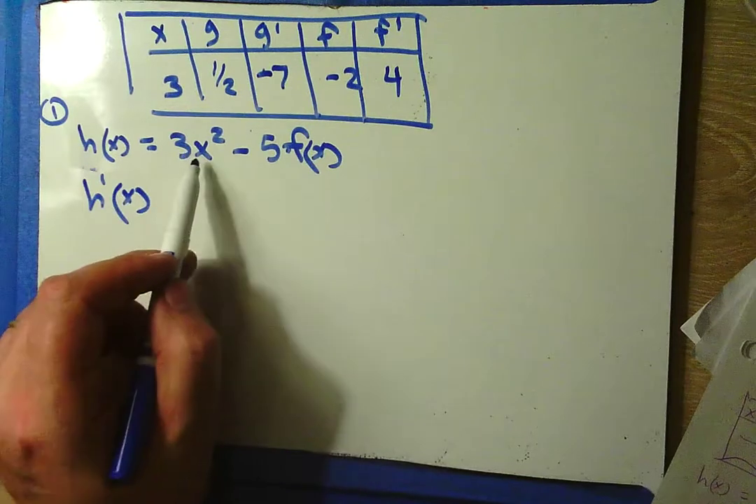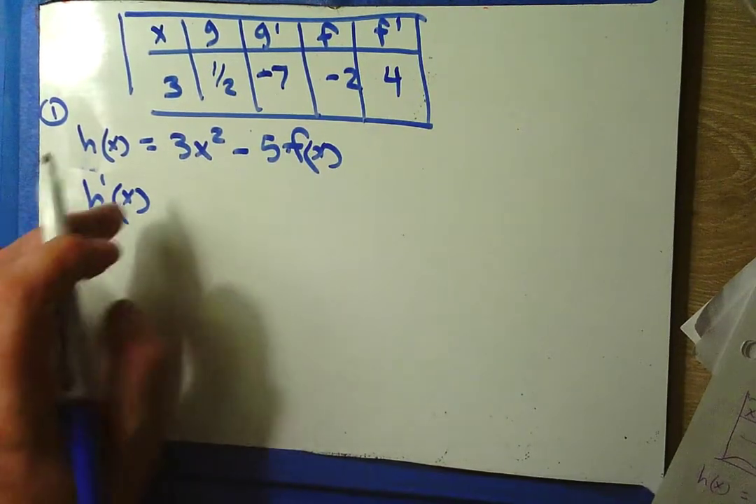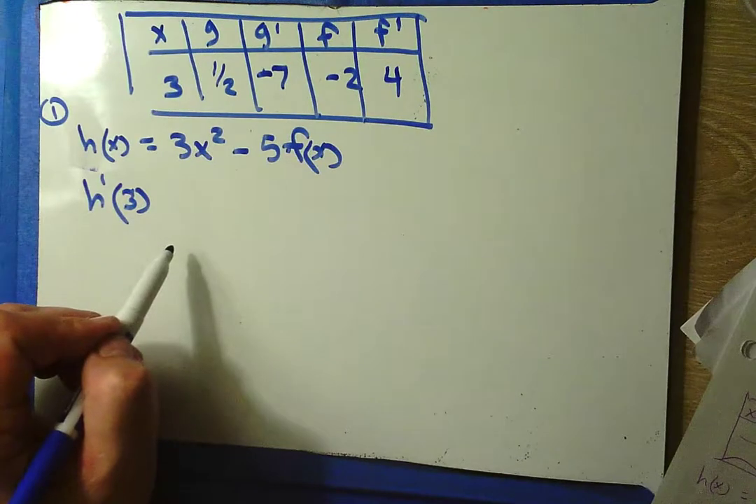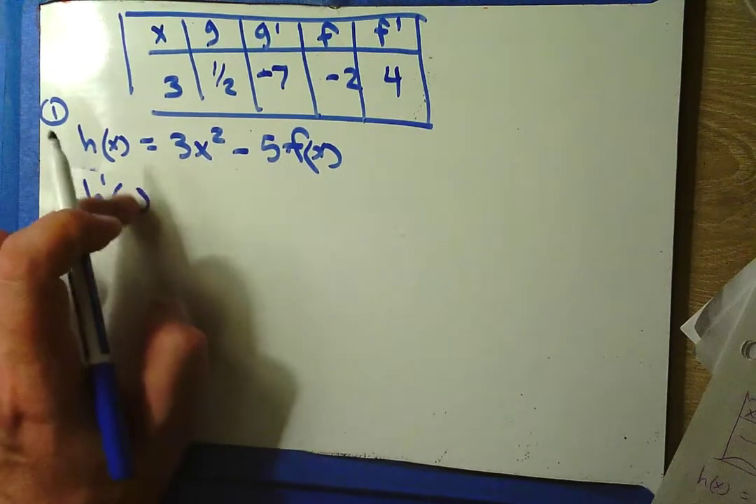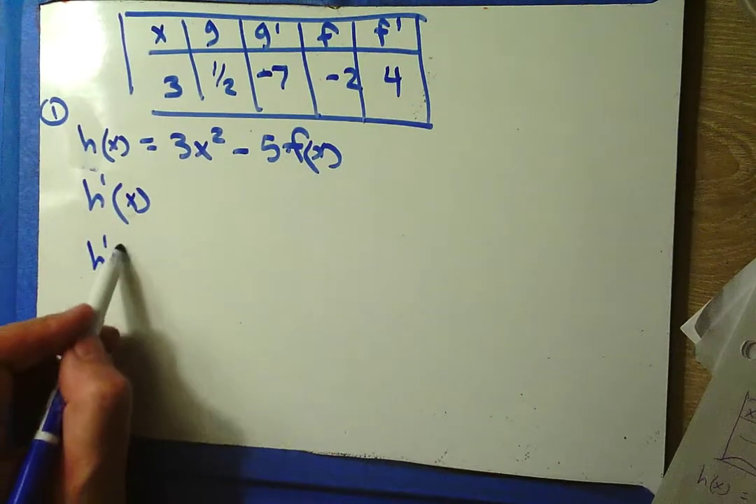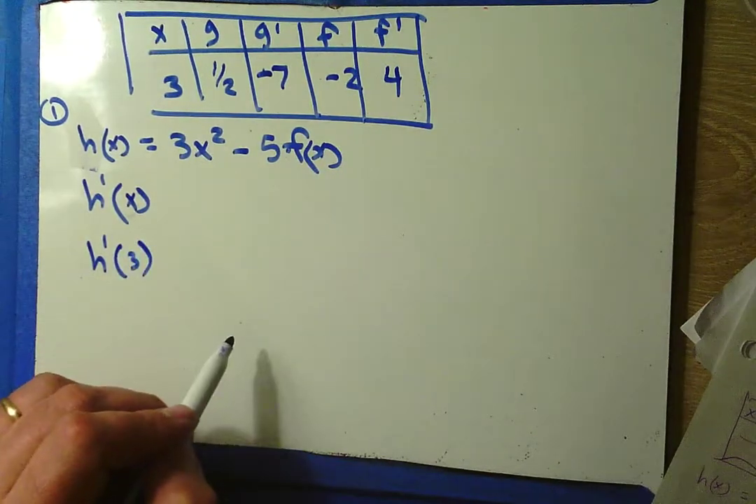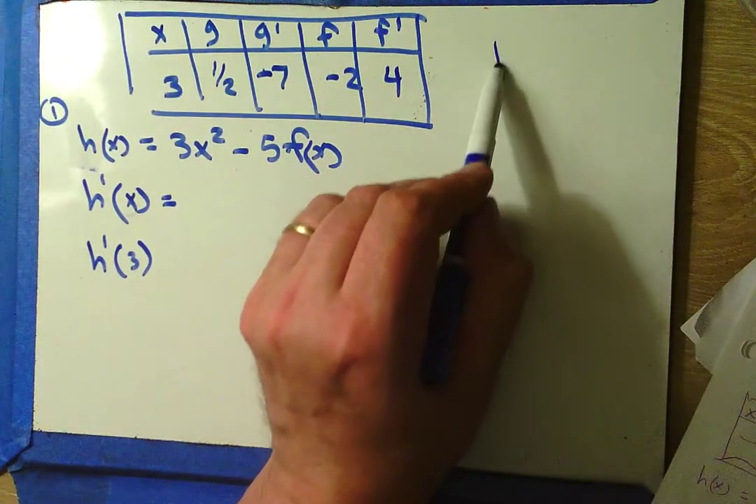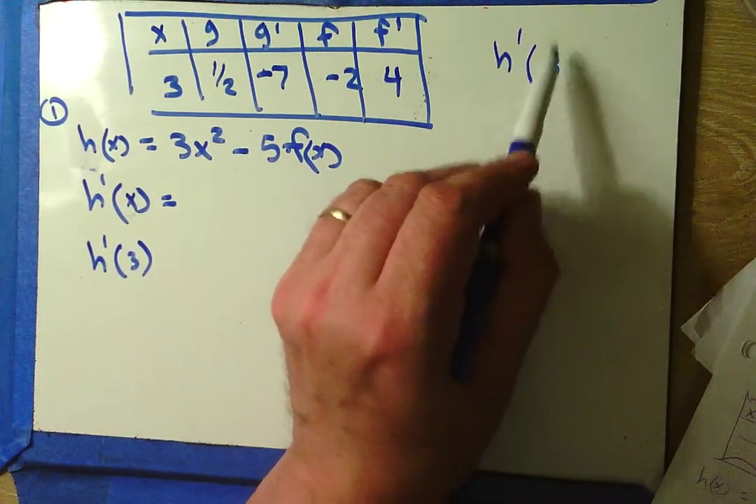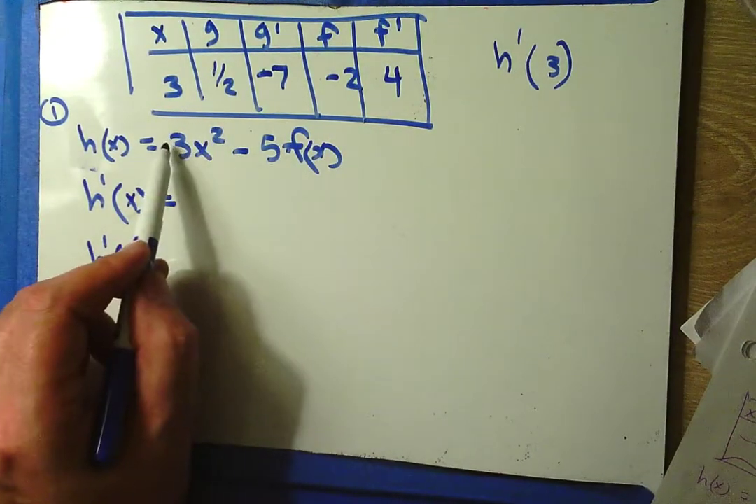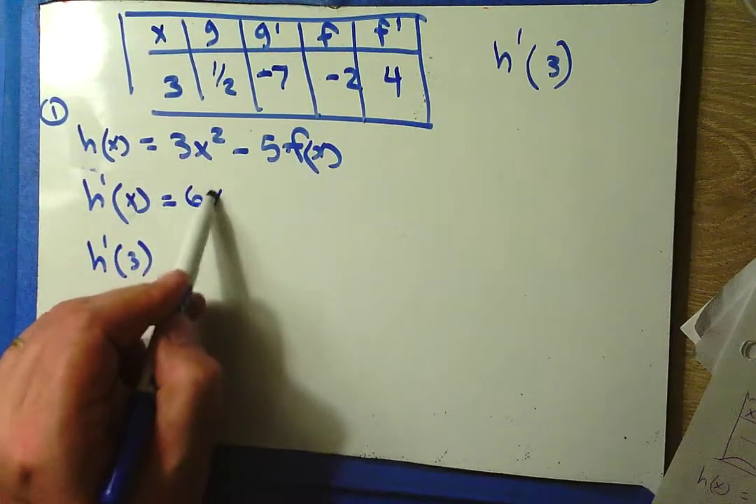Well, I know I need to take the derivative of this. Ooh, I need to find h prime of 3. So I'm going to start with h prime of x, and then I'll move on to evaluating the derivative at 3. Okay? So all of these are going to be h prime at 3. So the derivative of 3x squared, bring down the 2. 2 times 3 is 6x.